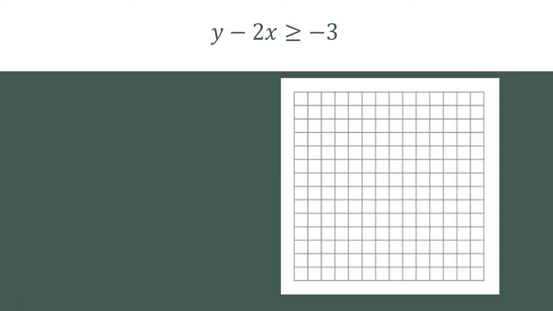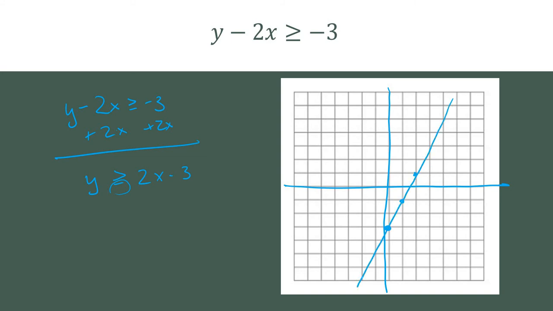Okay, let's try this one together, and then I'm going to give you one on your own. So the first thing I want to do is rewrite this into my slope-intercept form. So I'm going to add 2x to both sides. So I get y is greater than or equal to 2x minus 3. I'm going to come over here and look for my boundary line. So negative 3 is my y-intercept. My slope is up 2 and to the right 2.